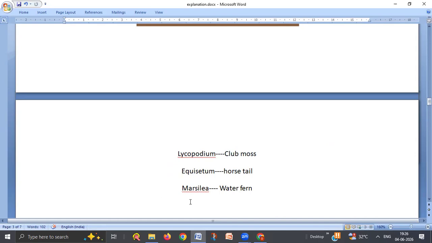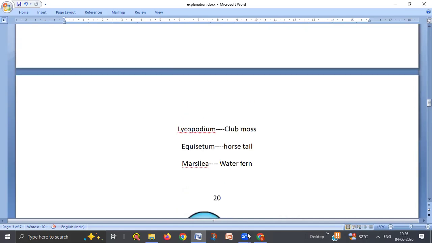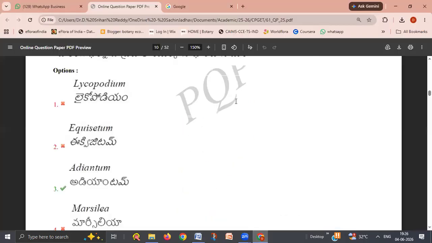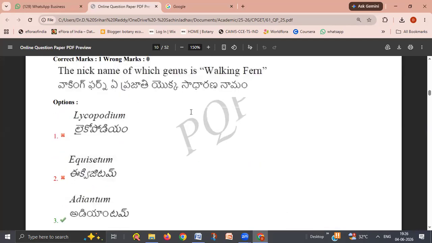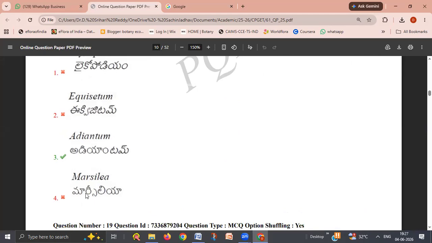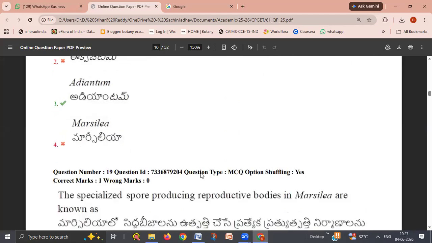And one more advanced pteridophyte is called Marsilea. It is called as water fern. Usually it grows near the water, so it is called as water fern, Marsilea. So you remember these questions? So you understand now? What is walking fern? Adiantum. Lycopodium, club moss. Equisetum, horsetail. Marsilea, water fern. Okay, you remember.